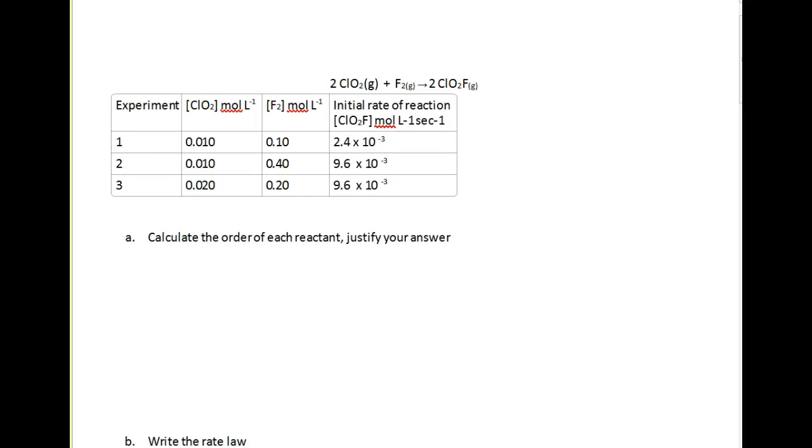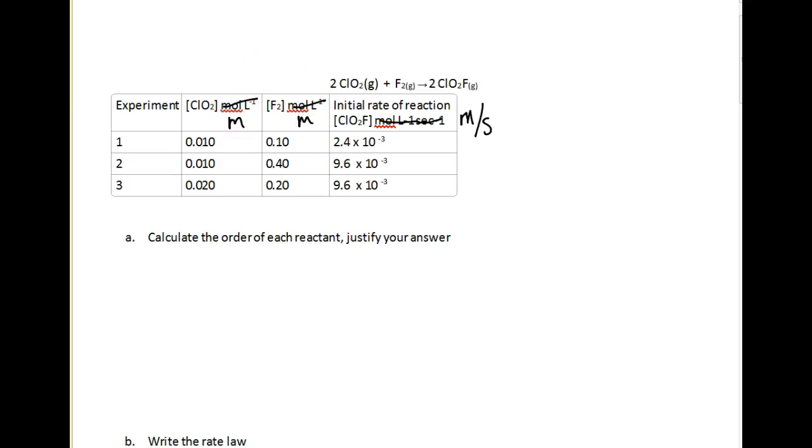One thing that we probably do want to make sure we do, if we have moles per liter to the negative first, we're just going to call that molarity. Let's just call that molarity, makes life so much easier. And then over here on our initial rate of reaction or formation of ClO2F, we have moles per liter to the negative first, seconds to the negative first. Again, let's just call this molarity per second and just make life a lot easier for ourselves. No big deal. Okay, so that's not really the big issue that I was going to talk about here.